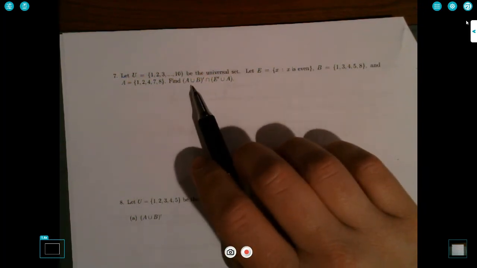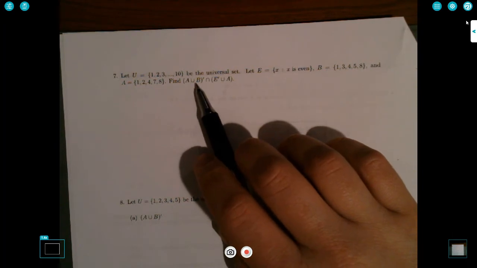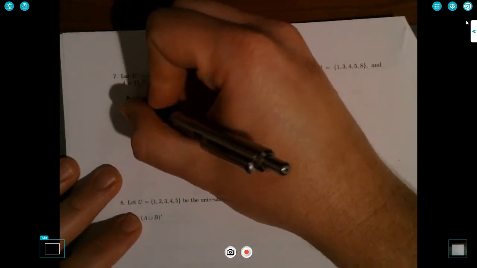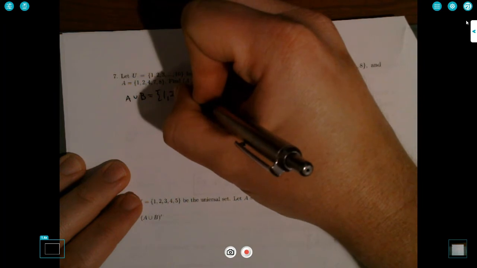First things first, right? In order to do A union B complement, I need to know what A union B is. And besides, that's inside of parentheses, so I need to do that first anyway. So A union B is 1, 2, 3, 4, 5, 7, and 8, right? So it's the combination. We're combining those two sets. So there's A union B.